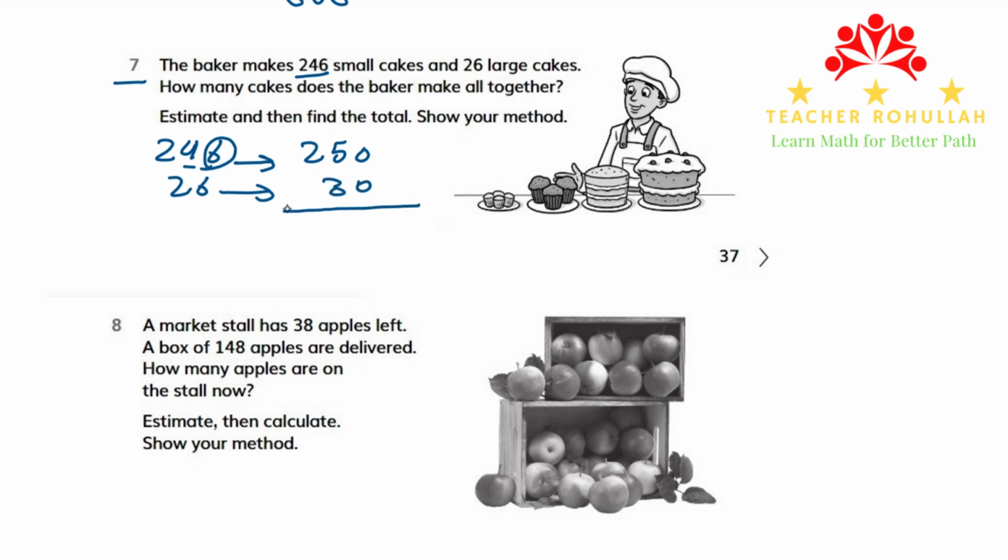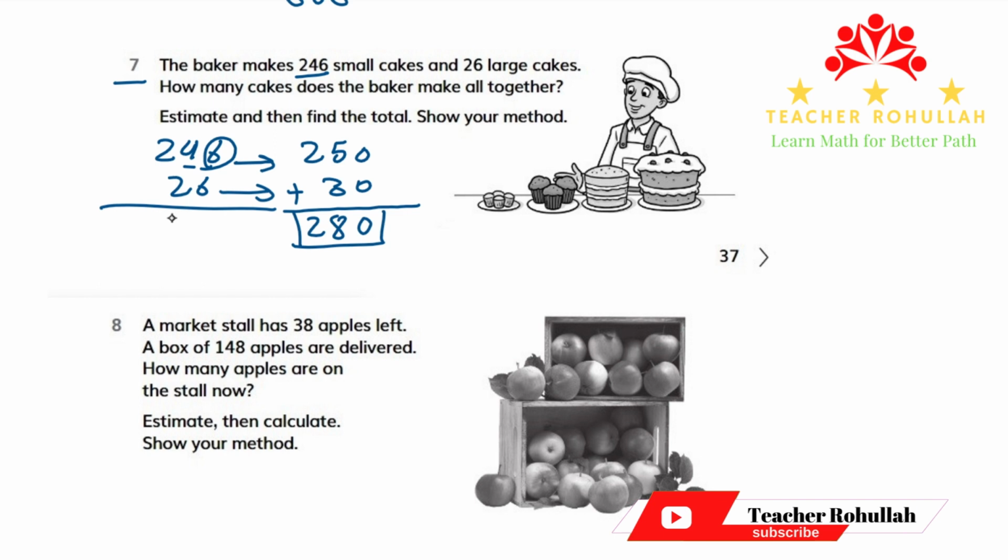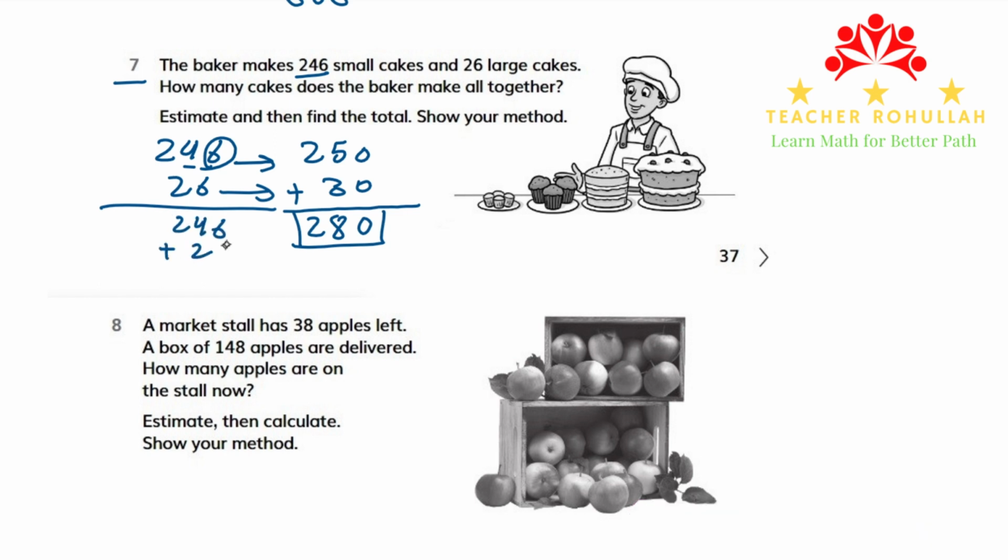To find the estimated sum, we add the two numbers that we get after rounding. 0 plus 0 is 0, 5 plus 3 is 8, and 2 plus nothing is 2. So the estimated sum is 280. To add these two numbers, I will use column addition. Over here, I will write them down. 246 plus 26.